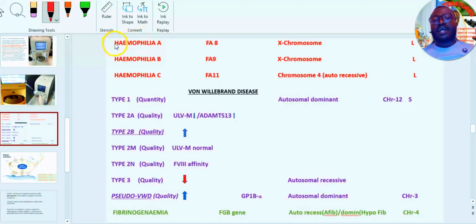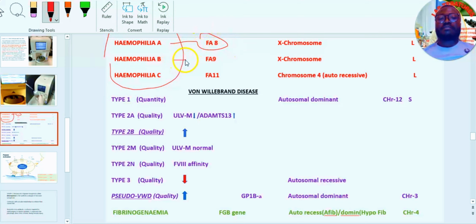Hemophilia A goes with factor VIII, hemophilia B goes with factor IX, and hemophilia C goes with factor XI. Technically, as a student, you would think it should be 8, 9, 10, but remember factor X is in the common pathway. So jump it and go to 11, that is hemophilia C. So you've got hemophilia A, B, and C, and they match up to 8, 9, and 11. If you're able to grab this, the rest are easier.